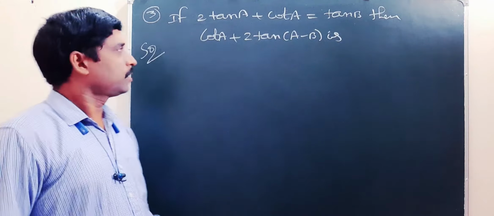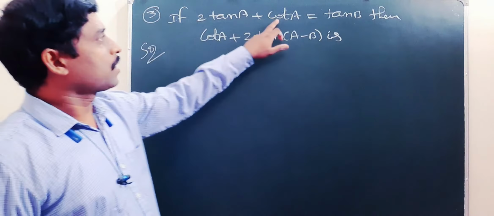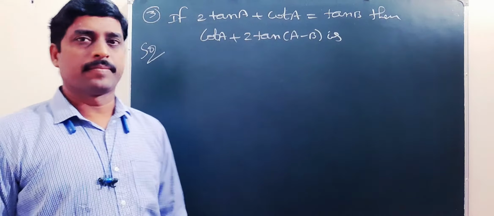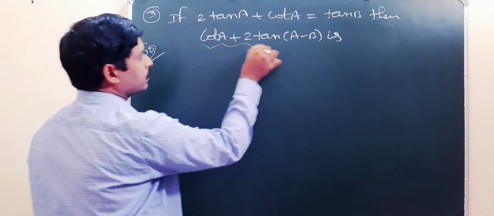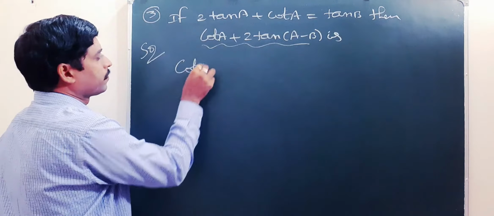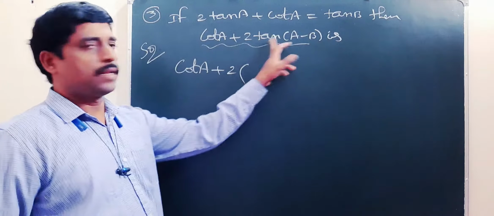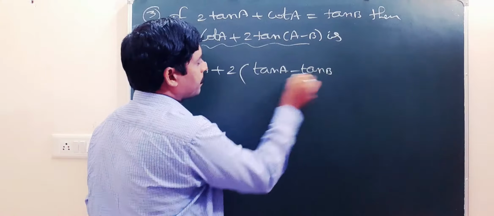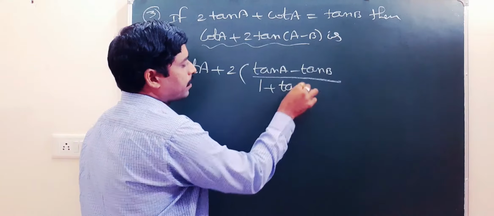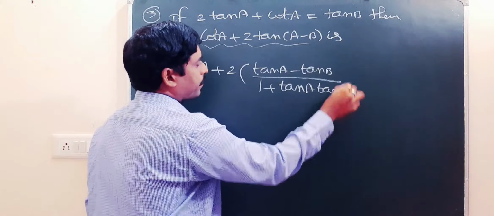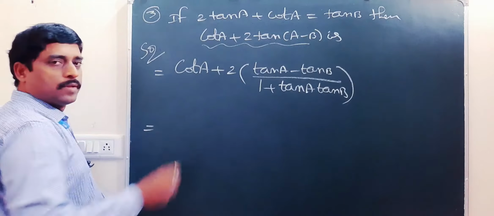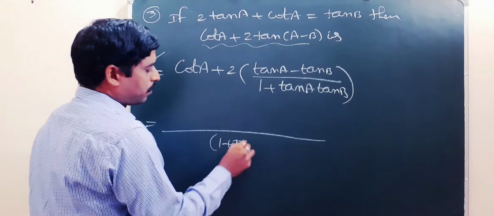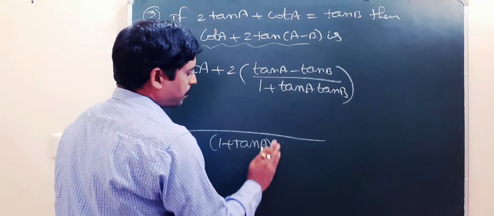Okay, moving to the next question. If 2 tan A plus cot A equal to tan B, then find the value of cot A plus 2 tan A minus B. Okay, we have to find this value. So for tan A minus B value, we have the formula tan A minus tan B by 1 plus tan A into tan B. So what is the LCM? 1 plus tan A into tan B.